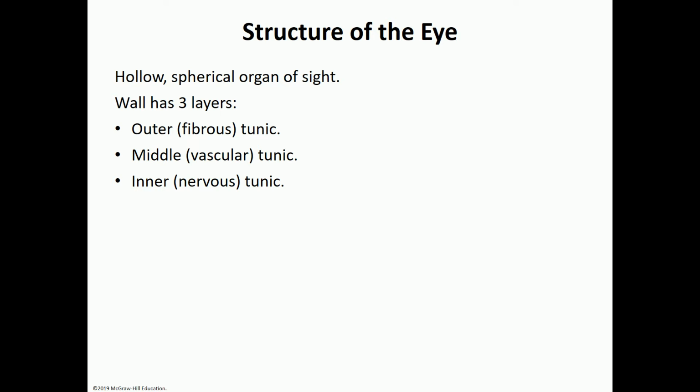For the actual structure of the eye, well, it's a hollow spherical organ that's made out of 3 different layers. The outer layer is fibrous, the middle layer is mainly vascular, and the inner layer is nervous. They're known as tunics. So a tunic is basically just a layer of the eye.